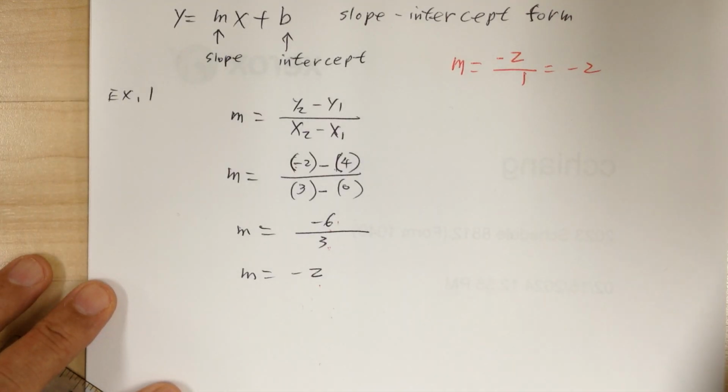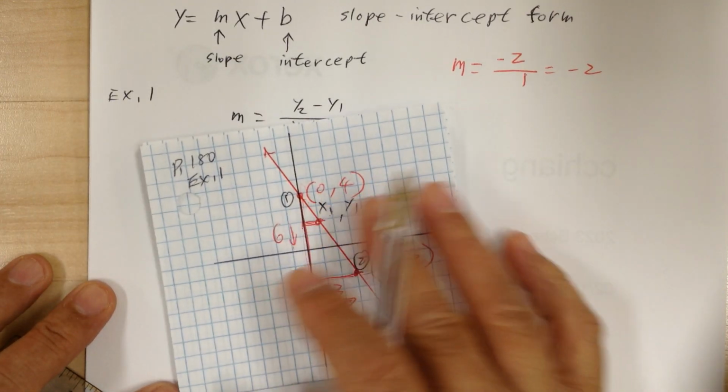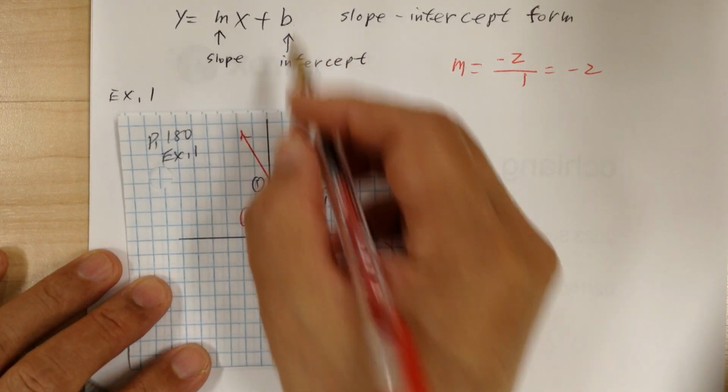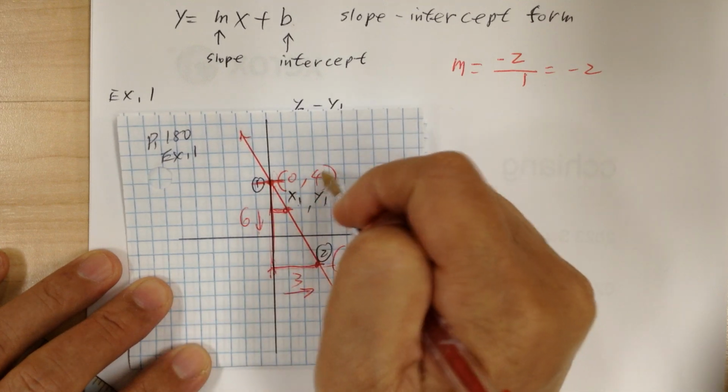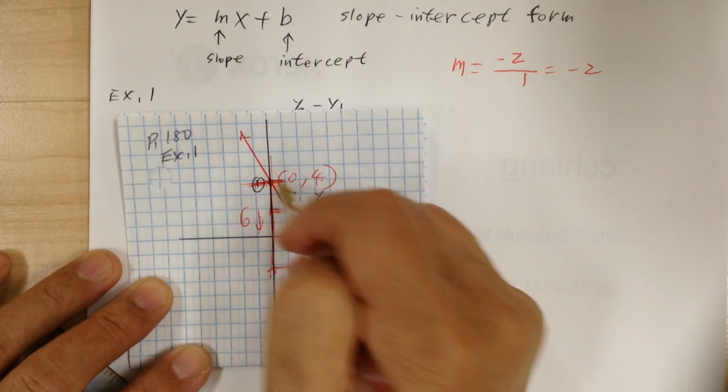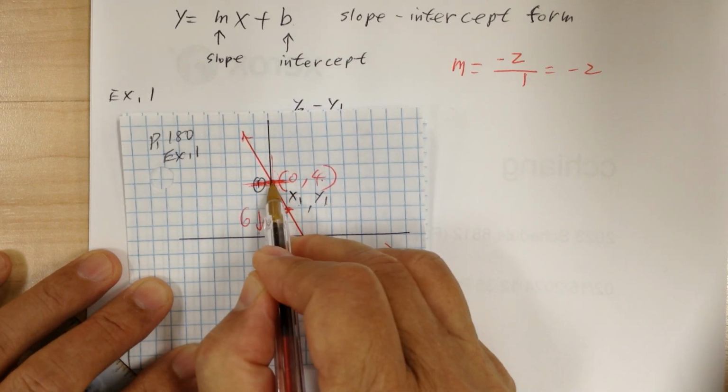Okay, now how about the intercept? If you have the graph, the intercept is where it crosses over the y. See over here where it crosses over the y. So wherever it crosses the y-axis, that's your intercept. In this case, you can see that the intercept is 4.